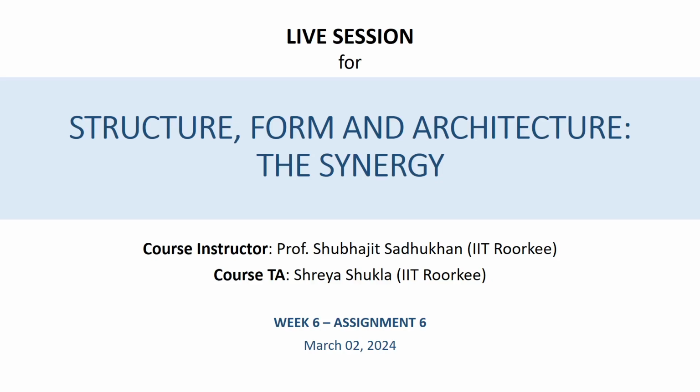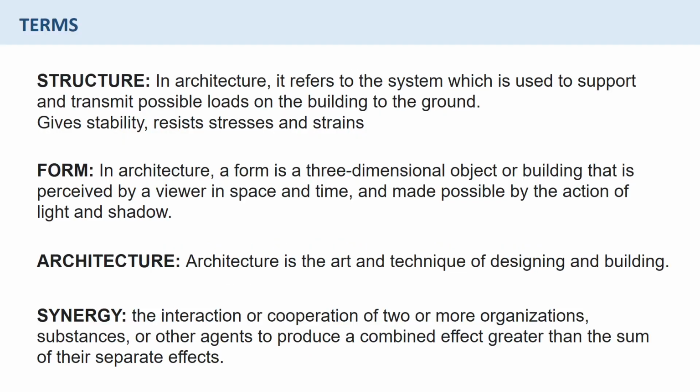First of all, talking about the terms in the subject: structure, form, architecture and synergy. Structure has a lot of different meanings, but in architecture it refers to the system which is used to support and transmit possible loads on the building to the ground. It gives stability, it resists stresses and strains. Similarly, form has different meanings in different contexts, but in terms of architecture, a form is a three-dimensional object or building that is perceived by a viewer in space and time and made possible by the action of light and shadow. Then architecture is the art and technique of designing and building.